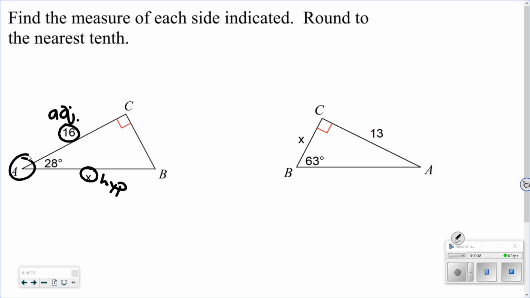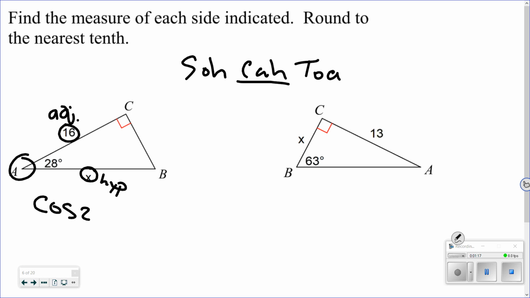So our choices are sine, cosine, and tangent. Remember our SOHCAHTOA. So choose the correct one. I'm trying to find the hypotenuse. I know the adjacent. So hypotenuse and adjacent is the cosine. So my equation is going to be the cosine of my angle, which is 28 degrees, equals the adjacent side, which is 16, over the hypotenuse, which is x.